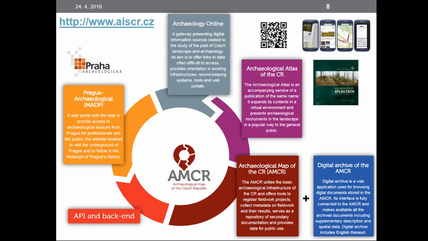So here is the core, here is the backbone: the archaeological map, its digital repository, and its data services and backend. We've got the portal Archaeology Online, where we are presenting the databases and data sources of the Czech archaeology and the relevant disciplines. We've got the portal of the Archaeological Atlas of the Czech Republic.